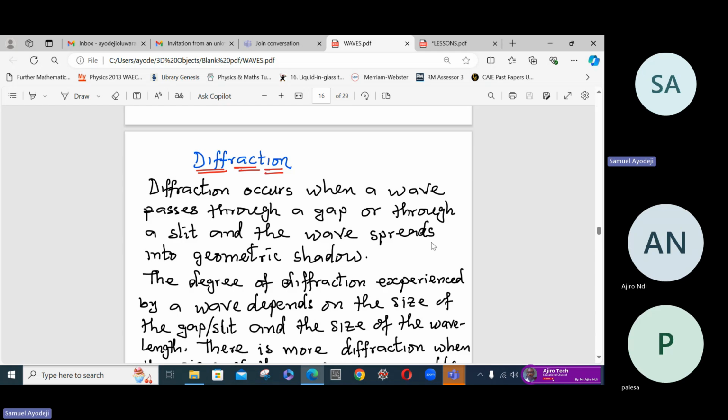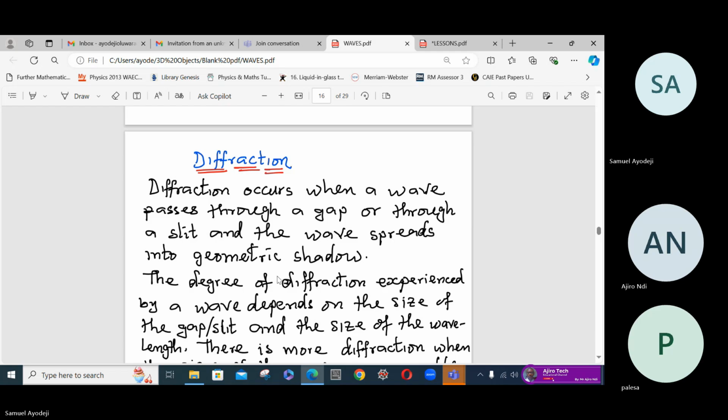If I'm to mark this, that's what I'm looking for: wave spread, and waves pass through a slit. So that's diffraction. It's a 2-mark question. Try to define diffraction, explain diffraction, 2 marks. You can also write it in a short way: diffraction is when a wave passes through a slit and the wave spreads. You have gotten your full marks, the 2 marks. So those are the key words here: passes through a slit or a gap, and also the wave spreads.